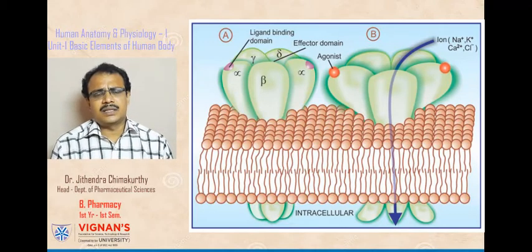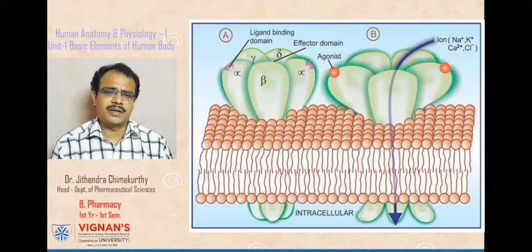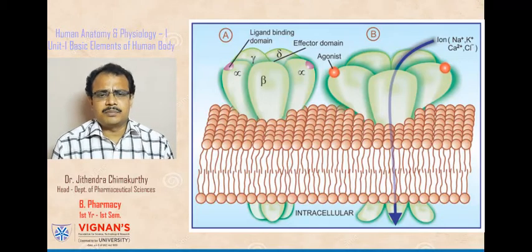We have seen that the cell membrane is charged and ionized molecules cannot cross this plasma membrane. And in such cases, these ion channels will be utilized by these ions to enter into the cell or to move out of the cell.